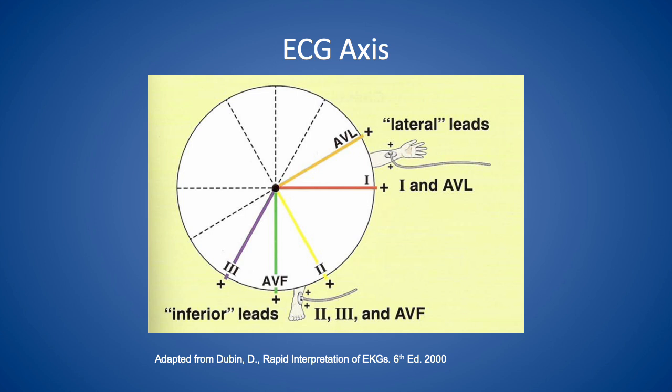Lastly, if we talk about grouping these limb leads. Sometimes if we group the left hand or lateral leads, that would be 1 and AVL, so that the positive electrode is going towards the left arm. And then if they're going down towards the foot, those would be primarily 2, 3, and AVF.